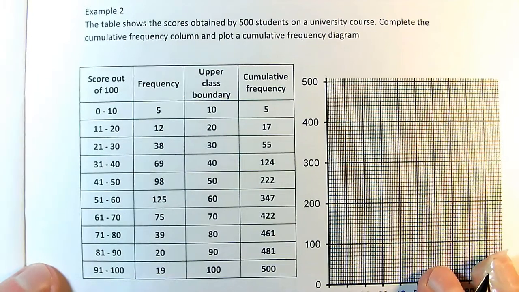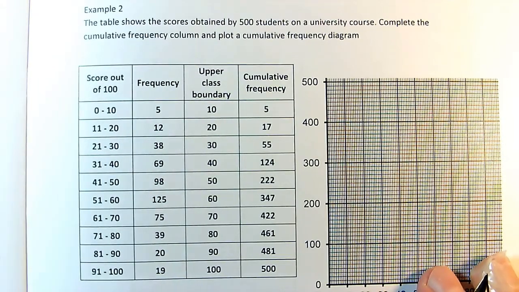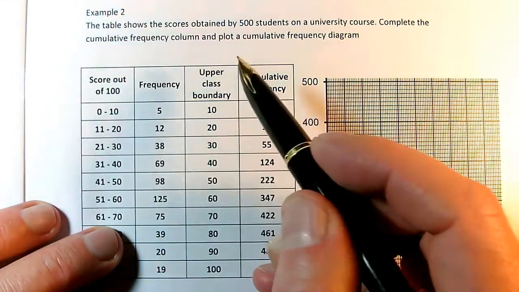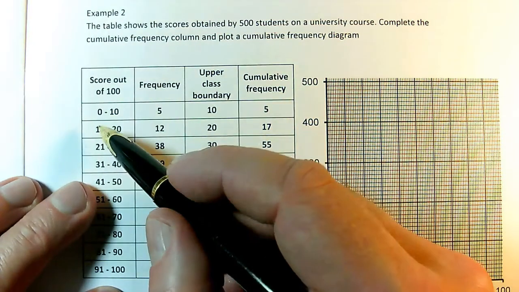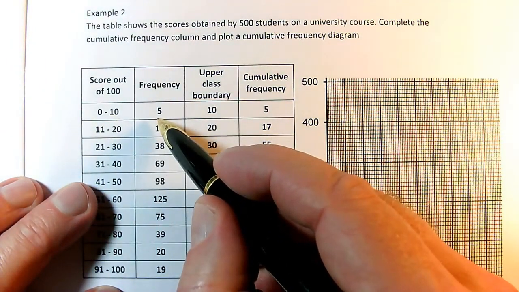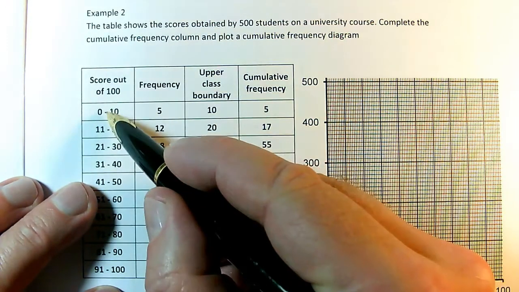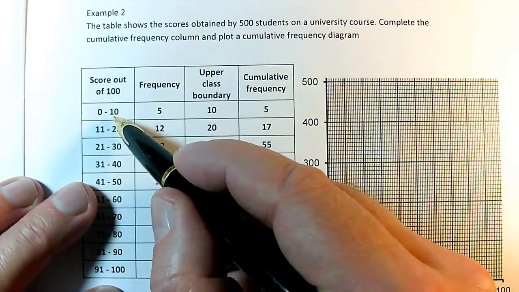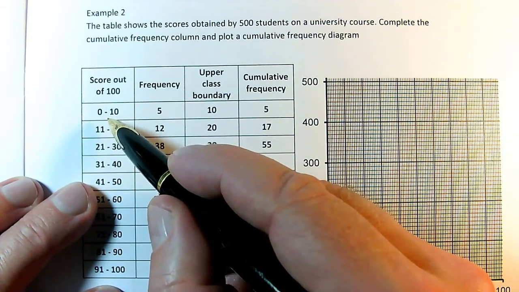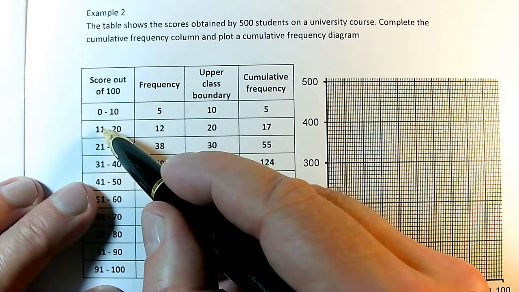Okay, we've got to plot cumulative frequency, which you may have met at GCSE, but let's just recap what it means. So our first category is for scores on this particular course, scores between 0 and 10. Okay, and there were 5 people in that category. Now, we say that 10 is the upper class boundary. It's impossible to score between 10 and 11. It's discrete data, so I don't have to worry about these two being different.